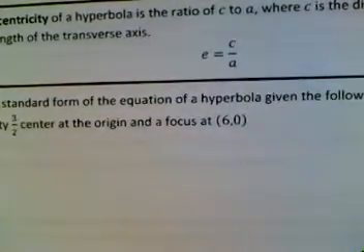Now, what we're going to talk about is eccentricity and developing the equation of a certain type of conic given the information. So, remember eccentricity in terms of the ellipse was e equals c over a. Well, this is actually the same for the hyperbola.